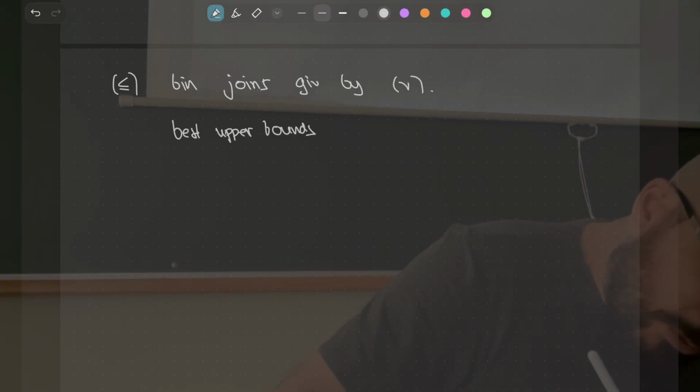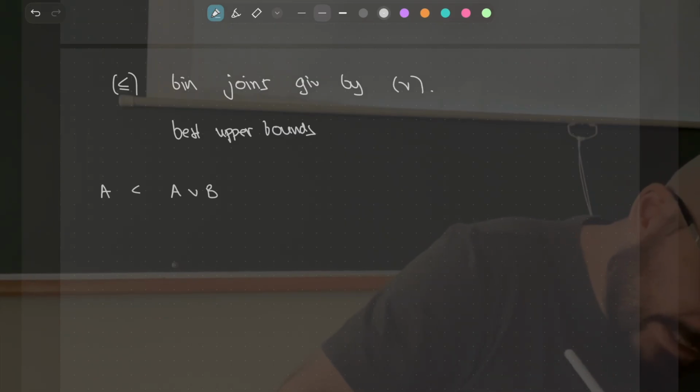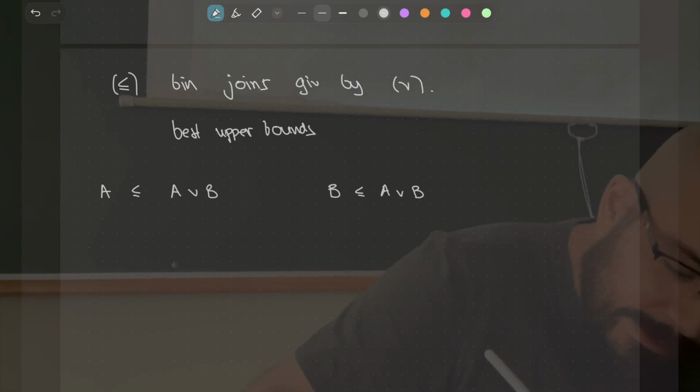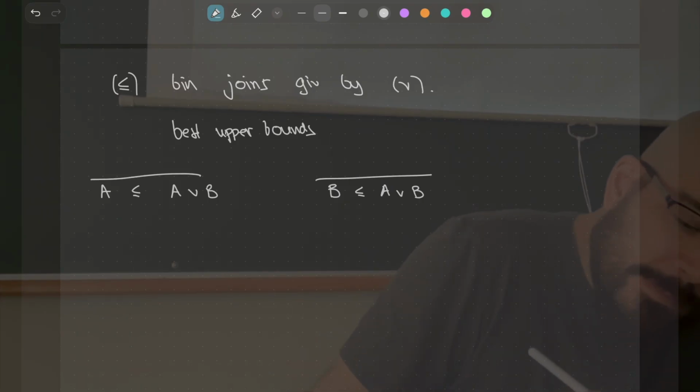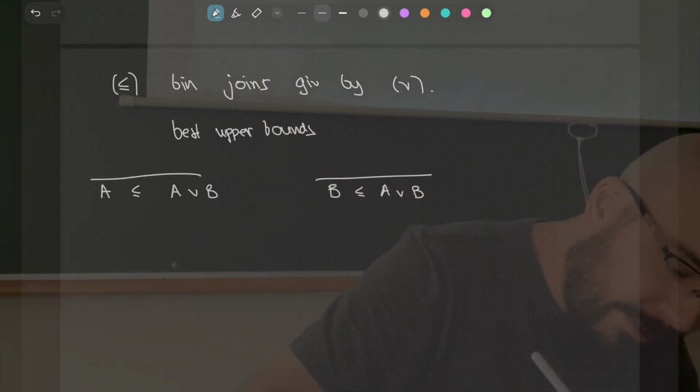Okay. So what are the properties I need? I need that this disjunction must be an upper bound. So things are flipped here. So far I'm saying that my guy is an upper bound. And it has to be better than any other candidate, so the same thing.